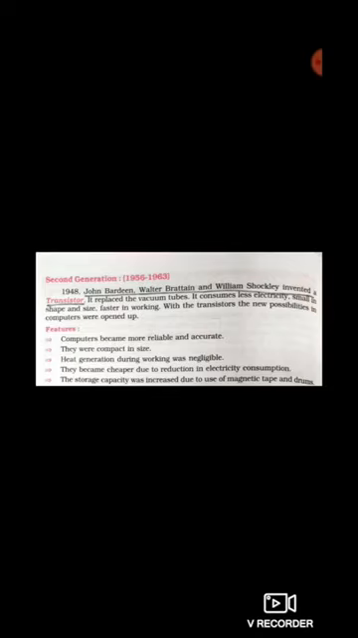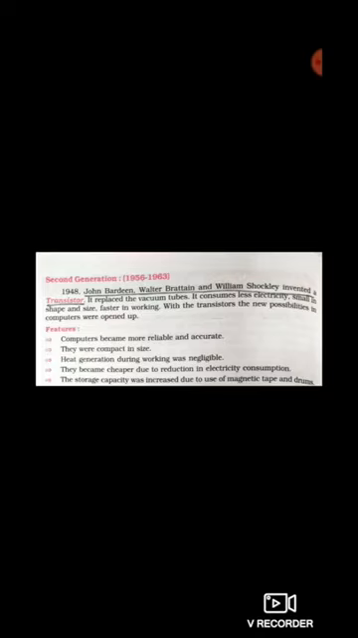Similarly, in the first generation, the computers that were developed used vacuum tubes, so eventually we learned from those generations. We tried to minimize everything, and in the second generation, after transistors came into invention, these computers became more reliable and accurate. More dependency and more accuracy started coming in. They were compact in size, the size reduced with the help of transistors.